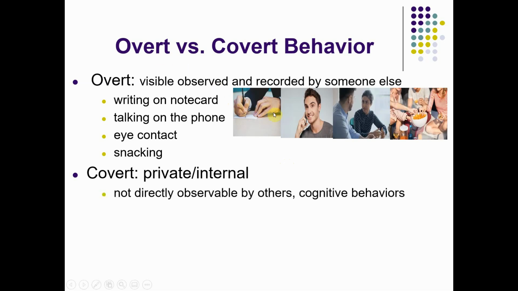You might want to think about them as the kinds of behaviors that are not directly observed by others. They're more likely to be thought of as cognitive behaviors. Now, that doesn't mean we can't measure them and we can't observe them, but they would probably need to be observed by the person trying to change the behavior. It would be easier for somebody to self-observe than for somebody else to be observing these things.